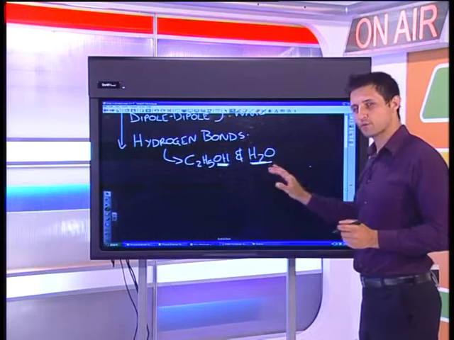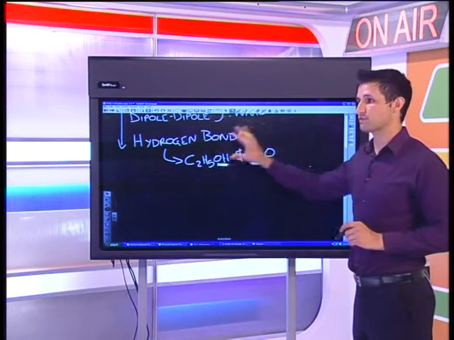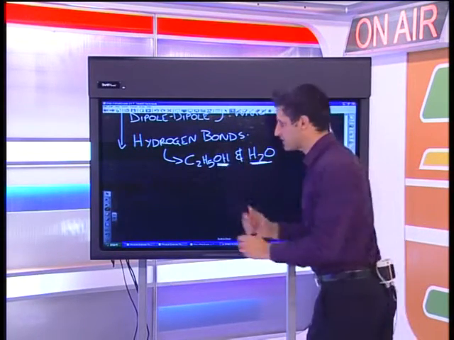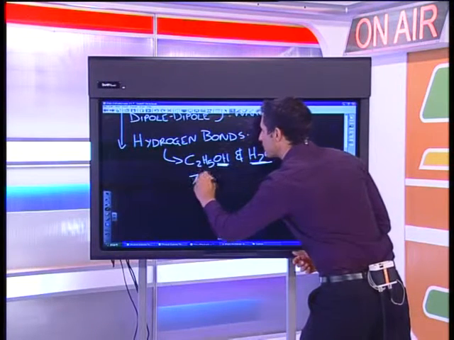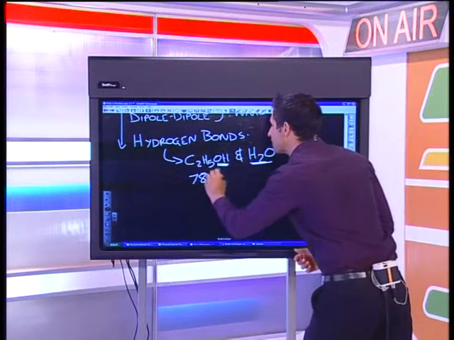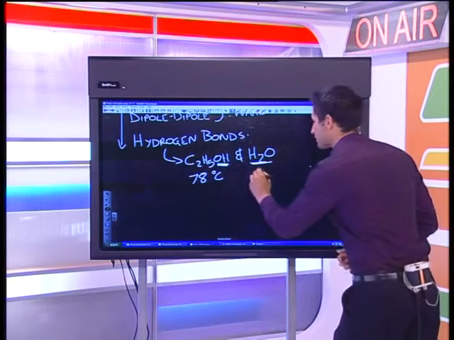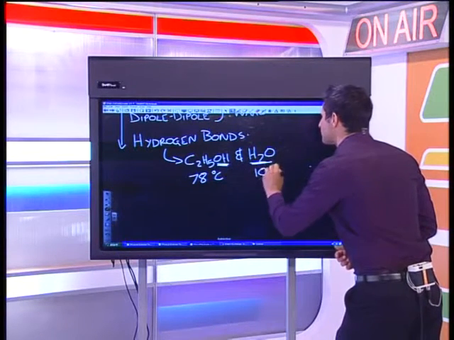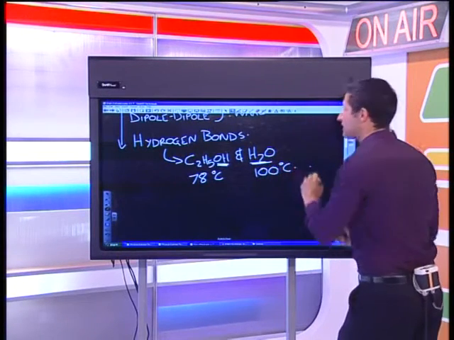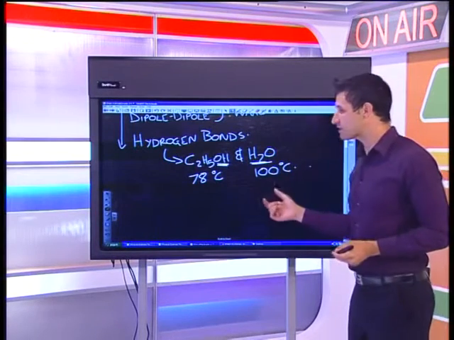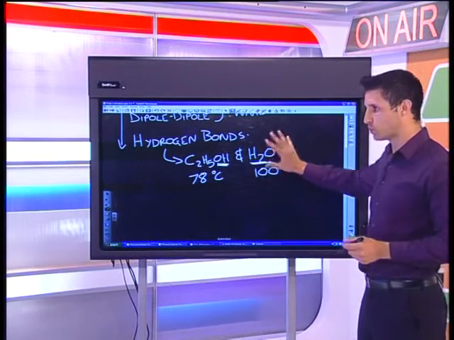Just for reference, I want people at home to realize that they've got two different boiling points. It's a little bit easier to boil ethanol. Ethanol has got a boiling point of around about 78 degrees Celsius. Water has got a boiling point of 100 degrees Celsius, unless you're up at the Highveld here, and then it's 96. But in any case, it's much more difficult to boil water.